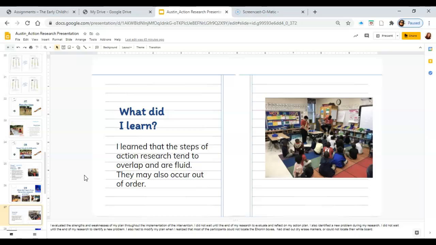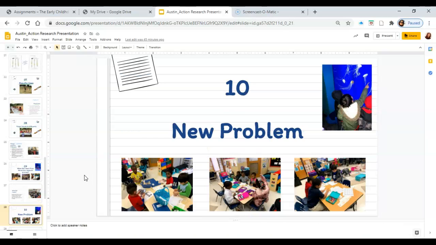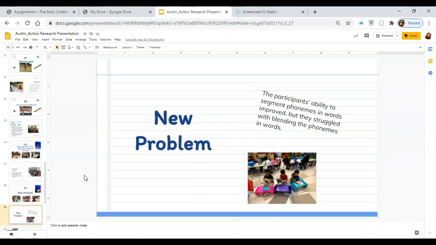But all of that happened throughout the implementation process. It did not happen at the end, like it was stated in the text. And the text actually told us that these steps are going to overlap and they're fluid. So that is really what I learned and what I witnessed. My new problem, as I mentioned before: the participants' ability to segment phonemes in words improved as a result of the interventions, but they struggled with blending those phonemes in words.